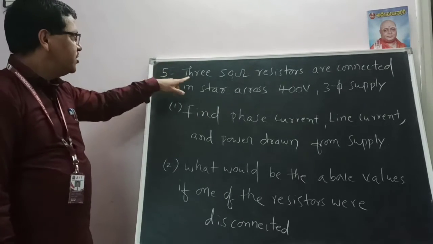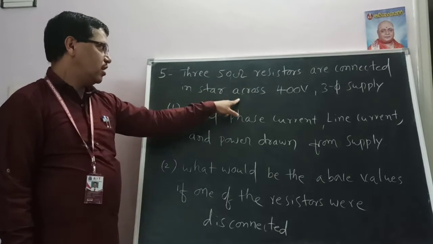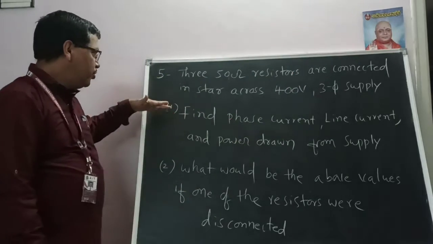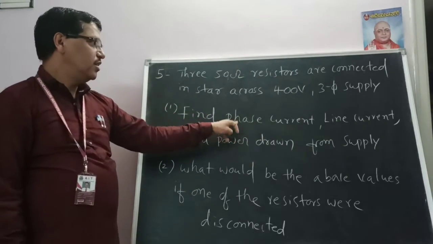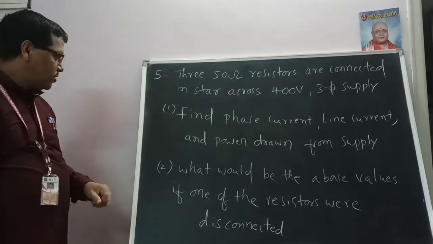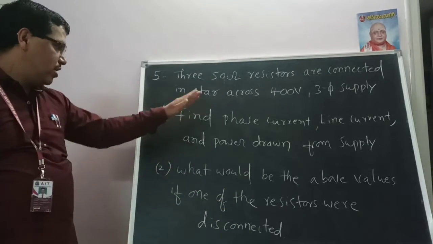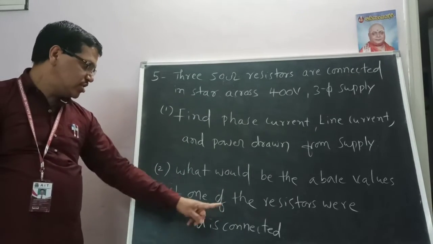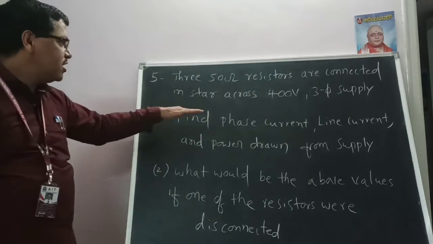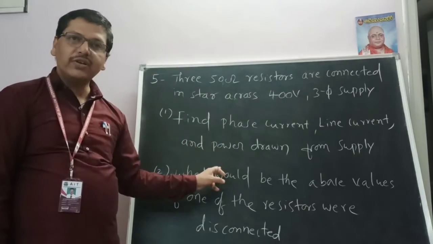Fifth problem. Three 50 ohm resistors are connected in star across a line voltage of 400 volts, 3-phase supply. Here you need to calculate the phase current, line current and power drawn from this supply. And the second point is asking what would be the same values if one of the resistors were disconnected. Suppose one resistor is disconnected, what is the phase current, what is the line current and what is the power drawn from the supply.